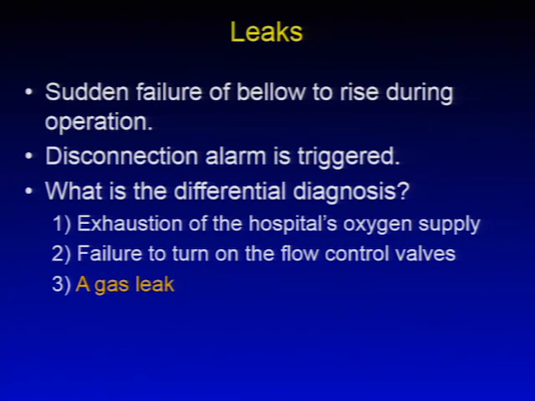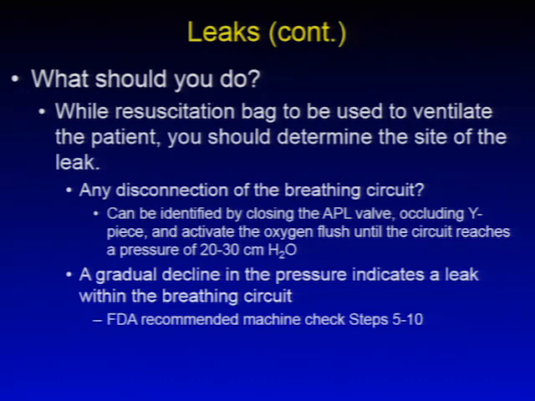Sometimes during general anesthesia, you may see leaks. This is the sudden failure of the bellows to rise during the operation. Then the disconnection alarm is triggered, and you might think about the differential diagnosis. Three reasons. One is exhaustion of the hospital oxygen supply, which hopefully never happens. Two, failure to return the flow control valves. And three, gas leak. So when you find a leak, what should you do?